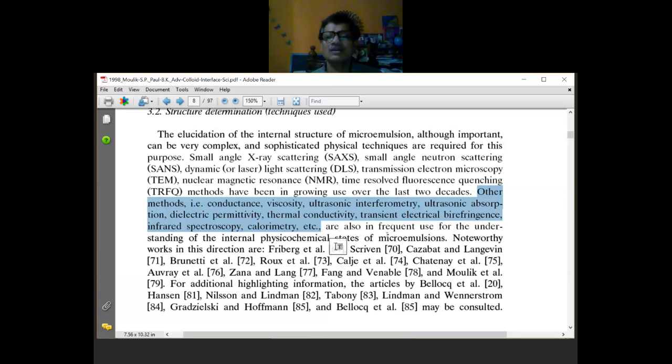So there are electrical birefringence, infrared spectroscopy, calorimetry, because I told that the water molecules, if I go on adding water molecules into water in oil microemulsion or reverse micelle, the state of water will be different. There are 3 states of water in the water in oil microemulsion. So the 3 states can be achieved, can be identified even by calorimetric studies.